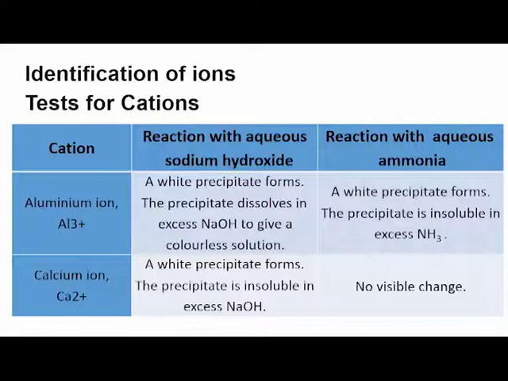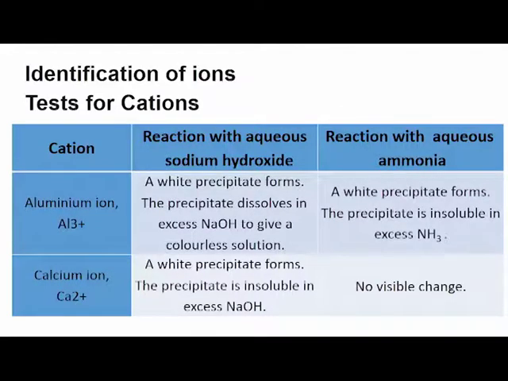Then we move to identification of ions. There are 2 types of ions, cations and anions. Cations are positively charged ions, anions are negatively charged ions. Students are also advised to study the chemistry practical notes for identification of ions in their study guide as well as in any other chemistry books.